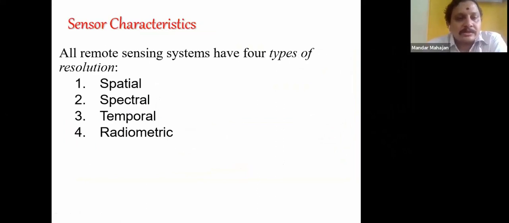Now we turn to the different sensor characteristics. Basically, these are the resolution types. There are four types: spatial, spectral, temporal, and radiometric. I'm going to concentrate more on the spatial and spectral. The temporal is the repetitivity of the satellite over the same area.